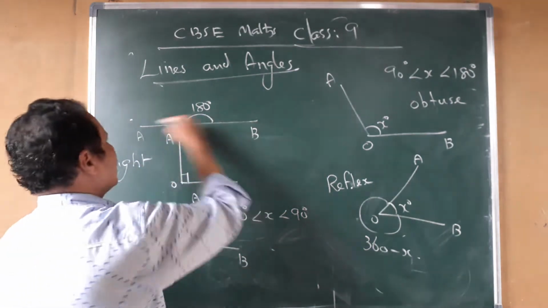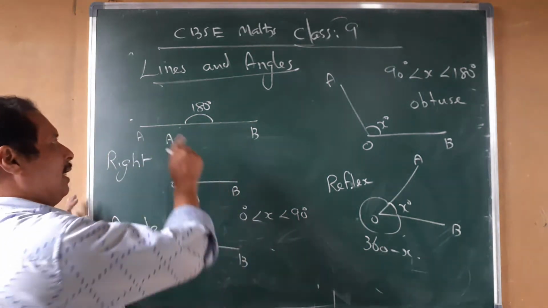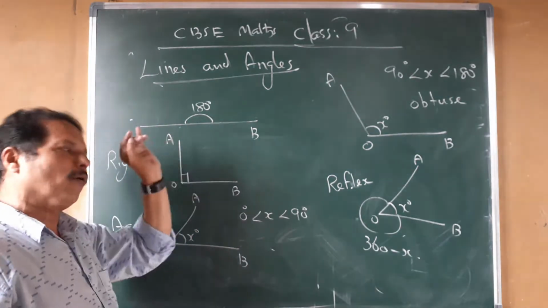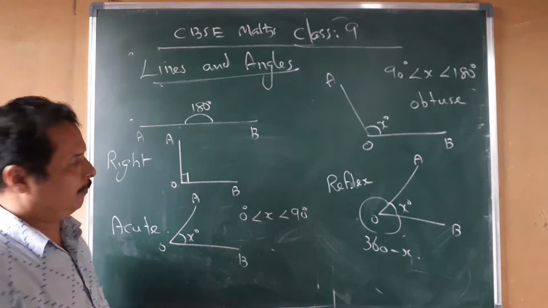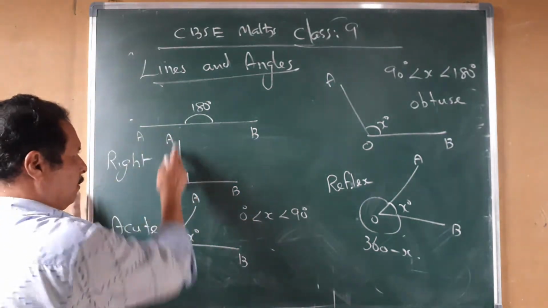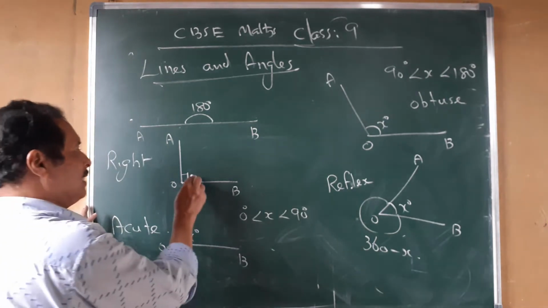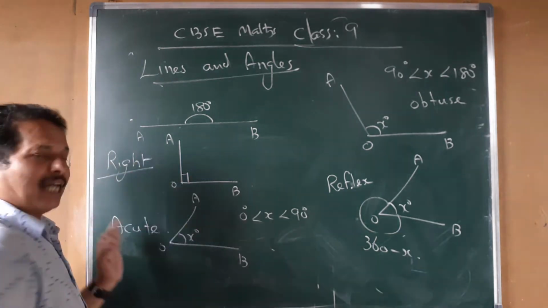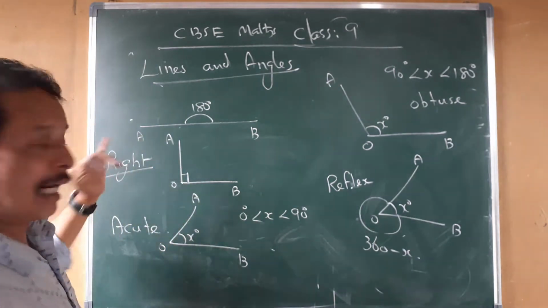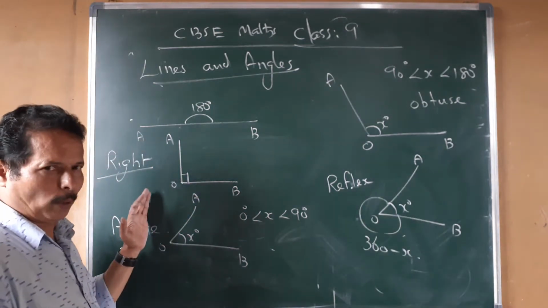Now, this is a straight line A, and the angle is 180 degrees. You know that the angle of a straight line is 180 degrees, and angle AOB is half of the straight line. See that, that is 90 degrees. That is a right angle. That angle AOB is 90 degrees. It's a right angle.